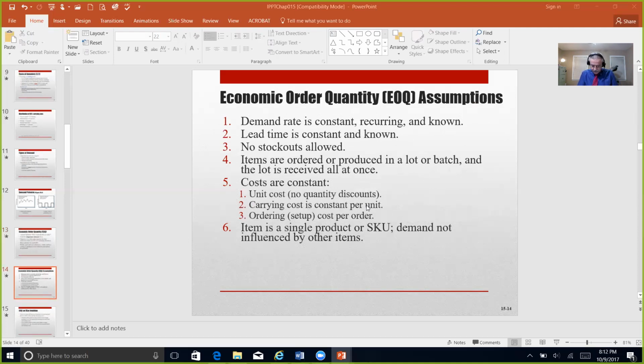The carrying cost is linear to the average inventory level, and the order or setup cost for each lot is fixed, and it's independent of the number that's in that lot. In other words, it doesn't matter whether I'm making one watch, 1,000 watches, 10,000 watches, or 1,000,000 watches. My fixed cost to set up my manufacturing process will remain the same. And finally, it's a single item without any interactions with other inventory associated with that.